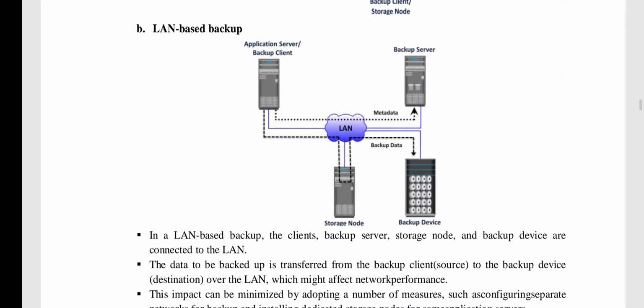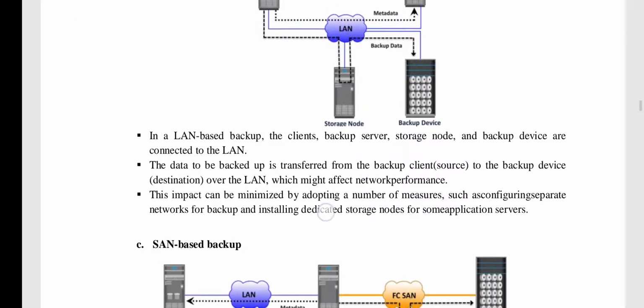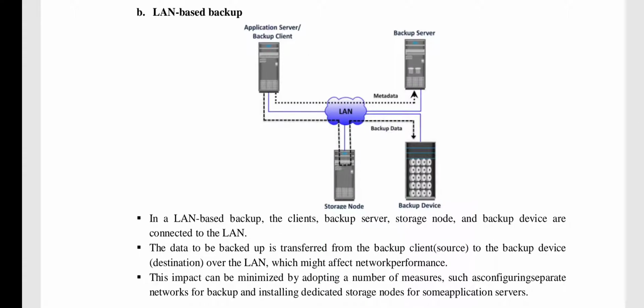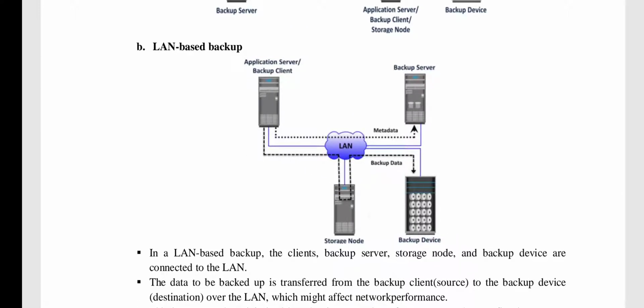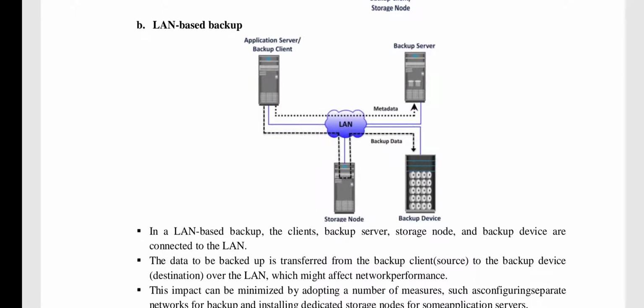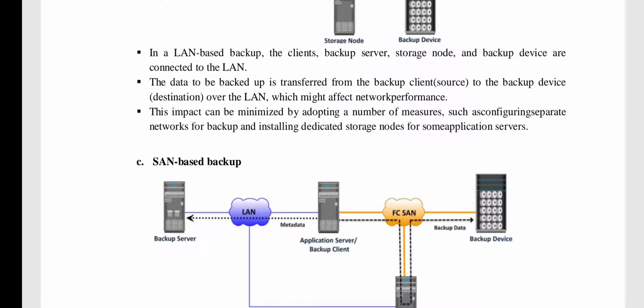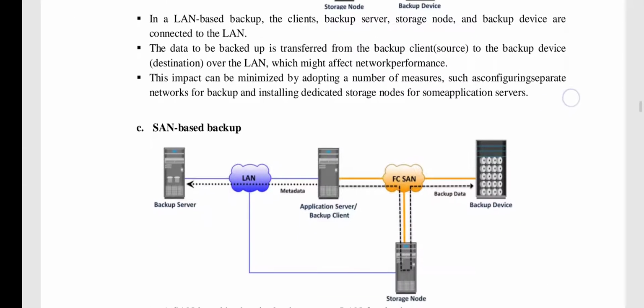So the next type is the LAN based backup. In that case, you have the different units of the architecture, all are being connected by the LAN. So we can see the client sends the backup data to the storage node to the backup device, and the metadata also travels through the LAN to the backup server. So all of these need to have a comparison. Okay, so please study the comparison.